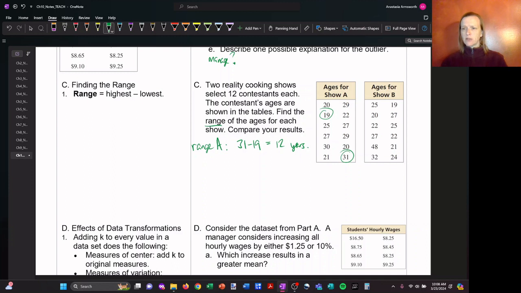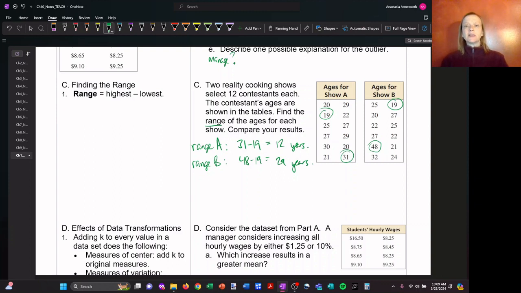I'm going to look in this list for the lowest age. This is the only one that starts with a 1 in the tens place. And then show B has an older contestant. So the range for show B is going to be 48 minus 19, which is going to be 29 years.